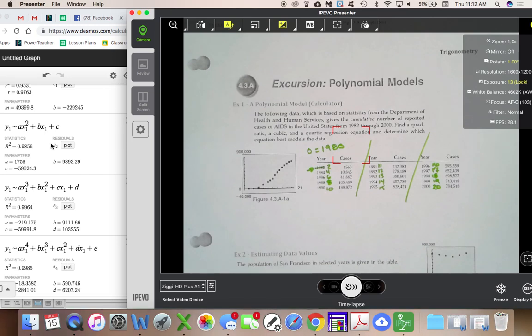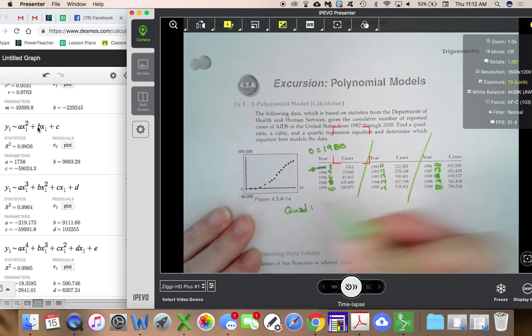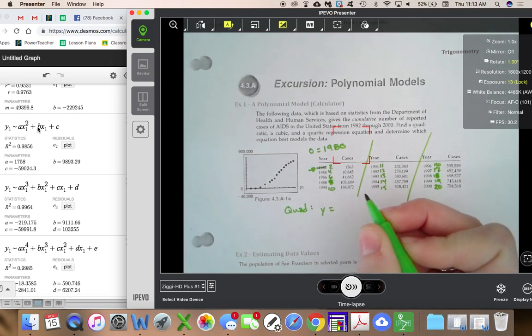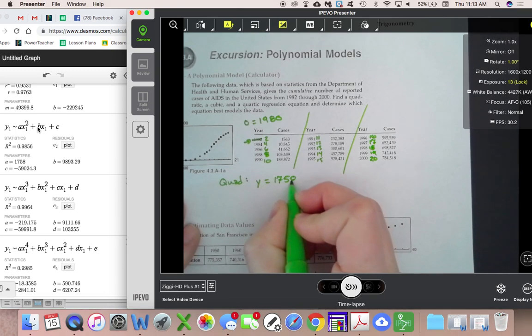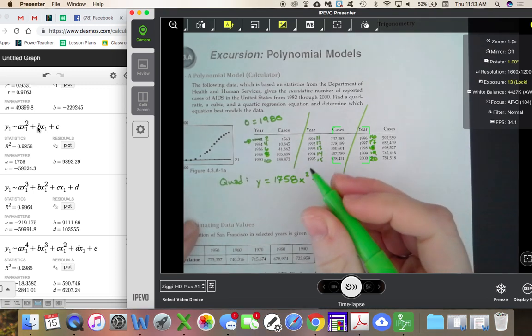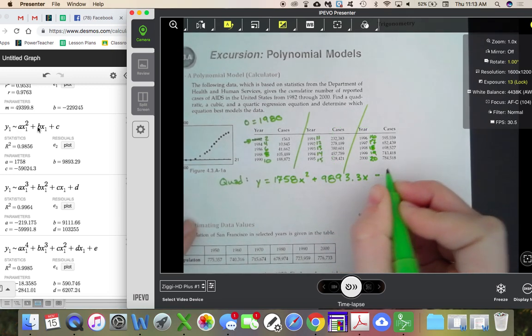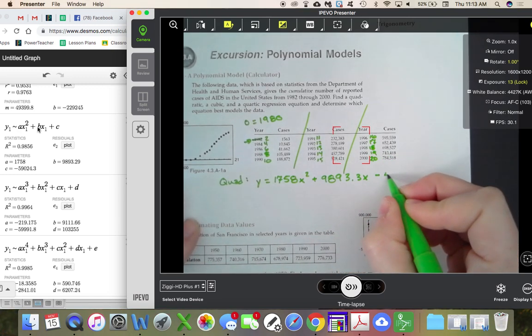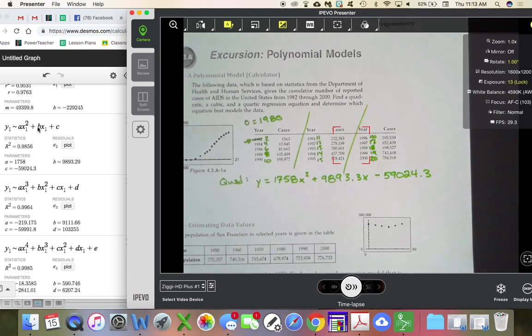I'm going to go over here. My quadratic function is y equals a, it says, 1758 x squared plus b is 9893.3 x minus 59024.3. Okay, that's that function. Do you guys see where I'm getting those numbers from? A, B, C, all the way over here. Okay. My cubic function.